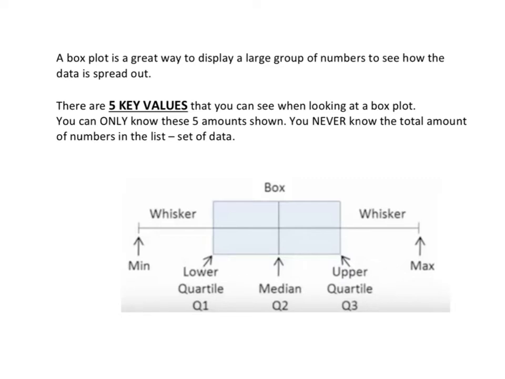So the parts that we need to learn are the minimum, right here, the maximum, which is right here. We have the lower quartile, which is this part right here. We have the median, which is the line through the box. It's not always in the middle of the box, but it is the line through the middle part of the box. And we have the upper quartile. So those are the 5 parts that we need to know.